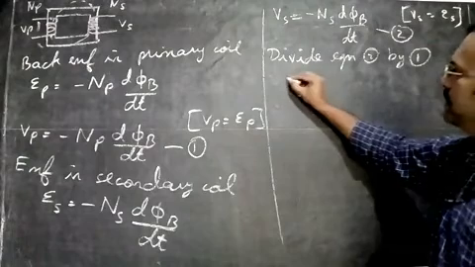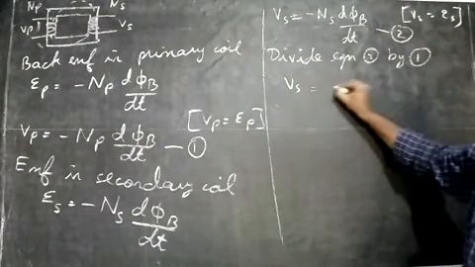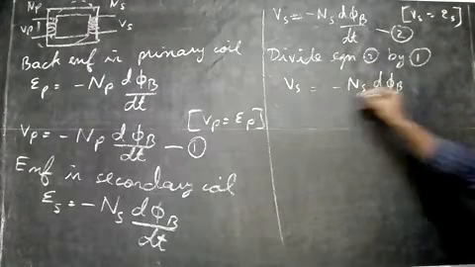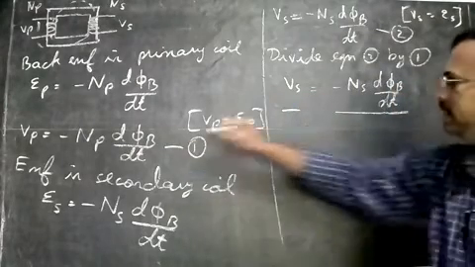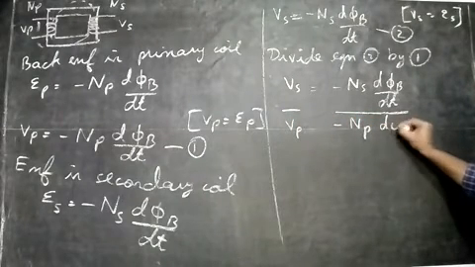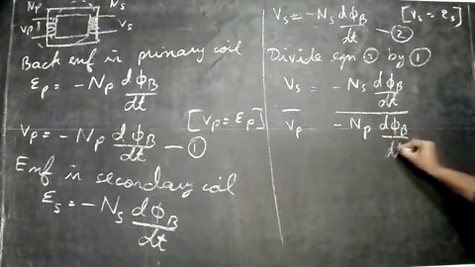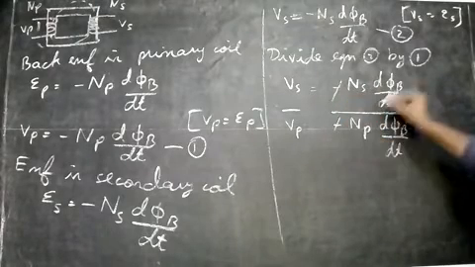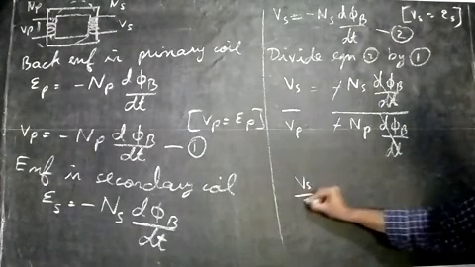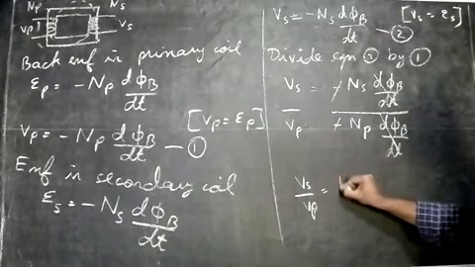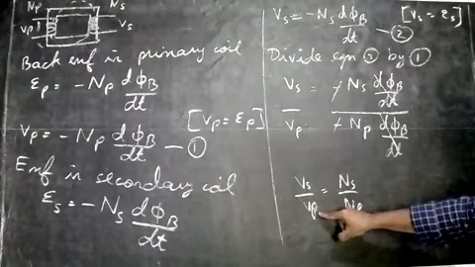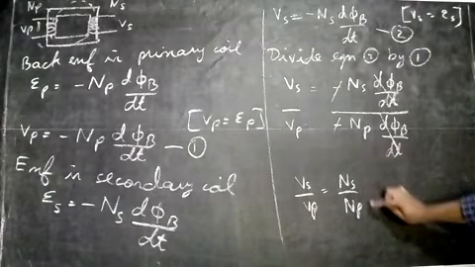So we'll take equation 2, that is Vs equal to minus Ns into d phi B by dt. Divide by equation 1. What's equation 1 here? That's Vp equal to minus Np into d phi B by dt. The minus sign cancels, d phi B by dt cancels, so we get Vs by Vp is equal to Ns by Np. That means voltage in the secondary divided by voltage in the primary is equal to number of turns in the secondary by number of turns in the primary.